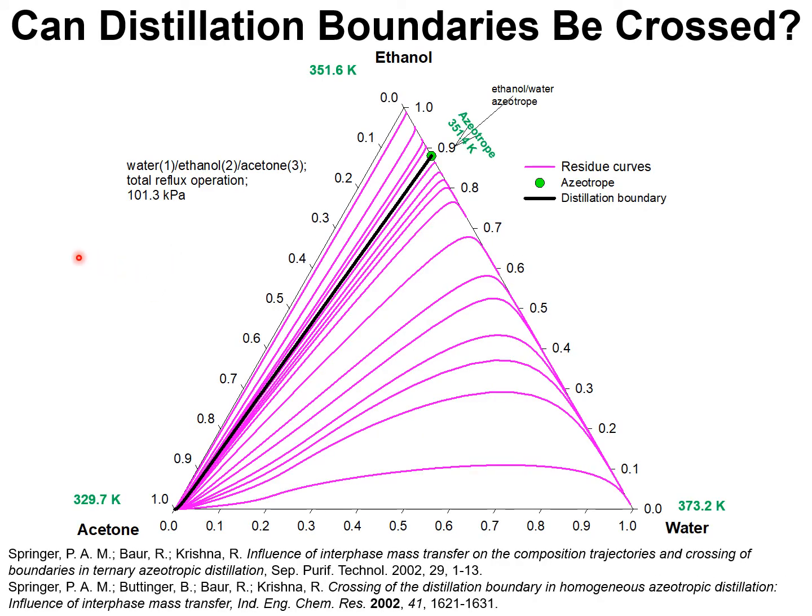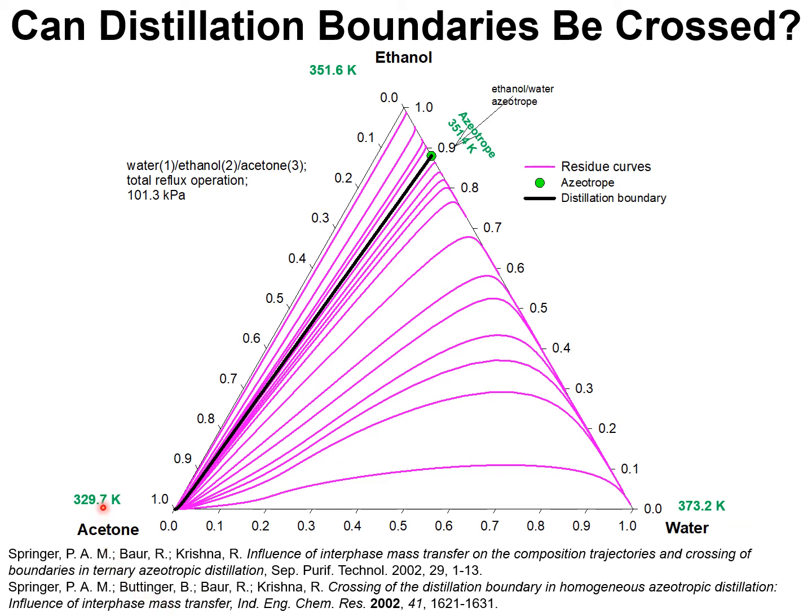Having examined the importance of diffusional coupling effects in mixtures of ternary gases and ternary non-ideal liquid mixtures, let us turn our attention to ternary distillation, and we start by examining distillation of a mixture of water, ethanol, and acetone.